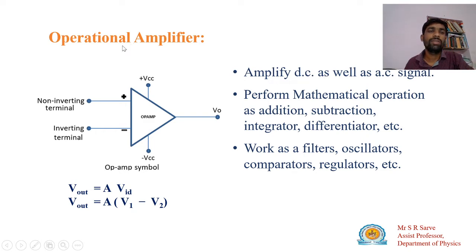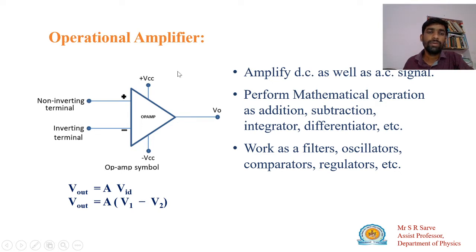Then the question arises: why is it known as the operational amplifier? It is known as operational amplifier because with this amplifier we can perform mathematical operations like addition, subtraction, integration, differentiation. These mathematical operations can easily be performed using an operational amplifier, hence it is known as the operational amplifier, or we can say op-amp.